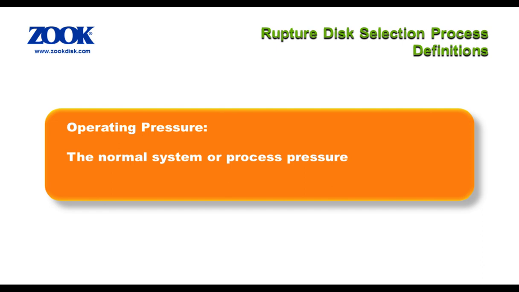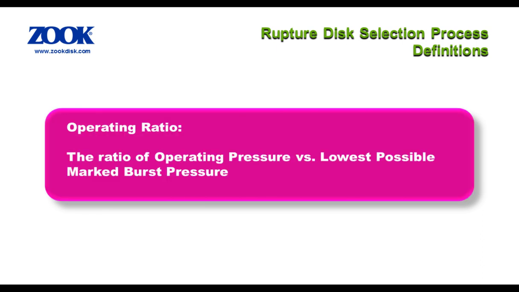Next up, operating pressure, defined as the normal system or process pressure. Simply put, the standard operating pressure the disk will typically be exposed to, or the normal pressure within your system.